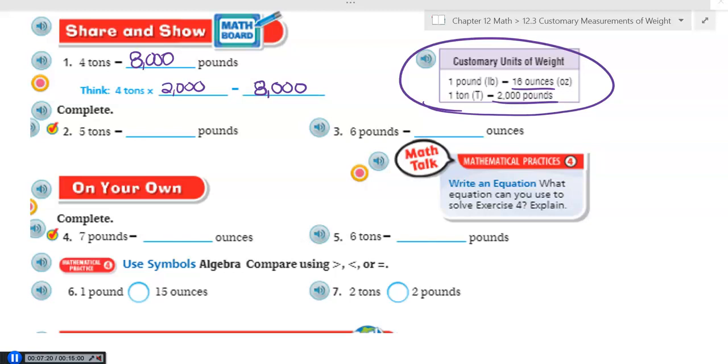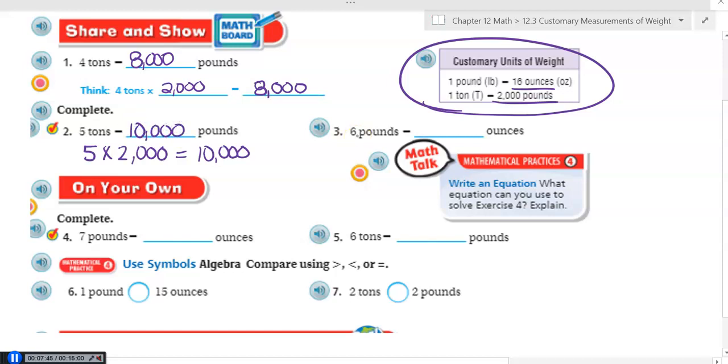Okay, welcome back. We're doing number 2 and number 3. Check your work. So I have 5 tons. I'm going to multiply 5 times 2,000. To make it easier, I'm just going to do 5 times 2 in my head and then add zeros. 5 times 2 is 10, and then there are 3 zeros. So 5 tons equals 10,000 pounds.